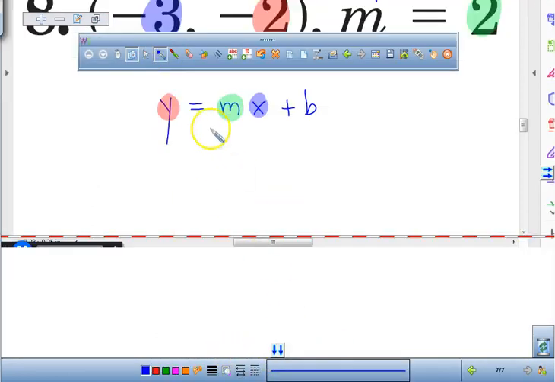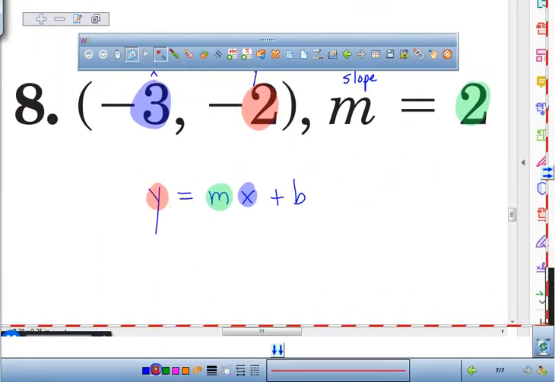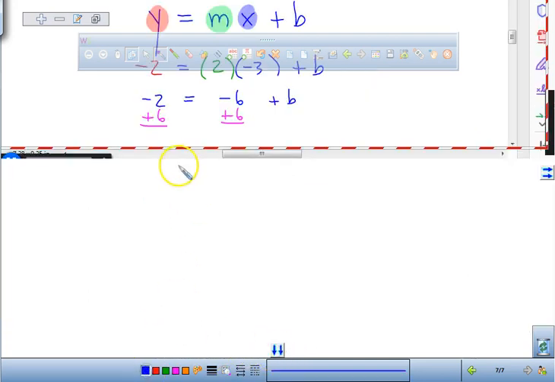Alright, right here, what do you guys plug in for your, let's scoot down a little bit, there we go. What do we plug in for a y value? -2. Alright, equals, what do we plug in for our slope? 2. Alright, so 2 times, and what did we plug in for x? -3, and we're solving for b. Now this product is a -6, this is a -2, and we have to solve for b, which means we have to add 6 to both sides. And so what was our final answer for b?